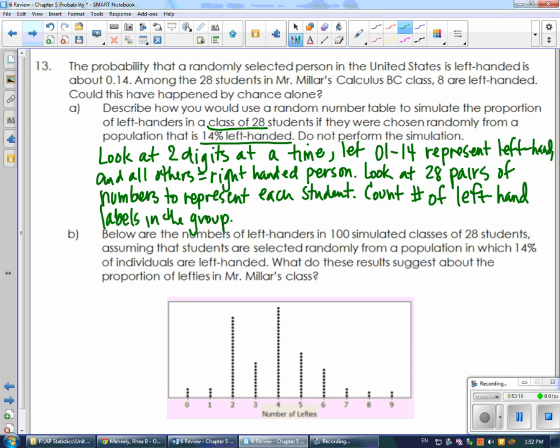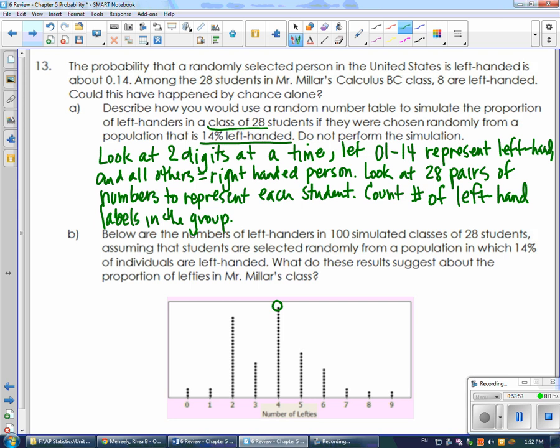So it says below are the numbers of left-handers in 100 simulated classes of 28 students. So I'm not going to ask you to do the simulation. I'm just going to give you the results of a simulation. So each one of those dots represents the number of left-handed students in a class of 28. So for example, this dot right here means that I looked at 28 pairs of numbers, and in those 28 pairs of numbers, only 4 of them corresponded to a left-handed person. I did this 100 times. So that means we were looking at let's say 2,800 pairs of digits to do this whole simulation.